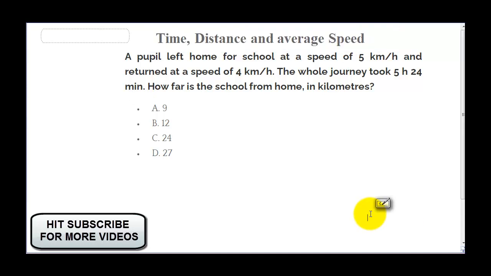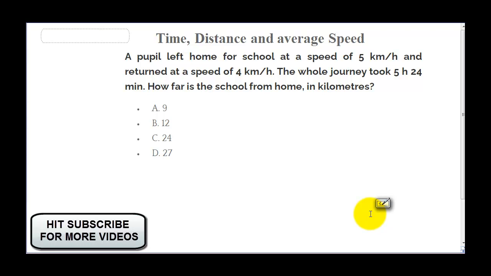Now this is the final question we are going to be solving in the time, distance, and speed concept. Now this particular question says, a pupil left home for school at a speed of 5 km per hour and returned at a speed of 4 km per hour. The whole journey took 5 hours, 24 minutes. How far is the school from home in kilometers?